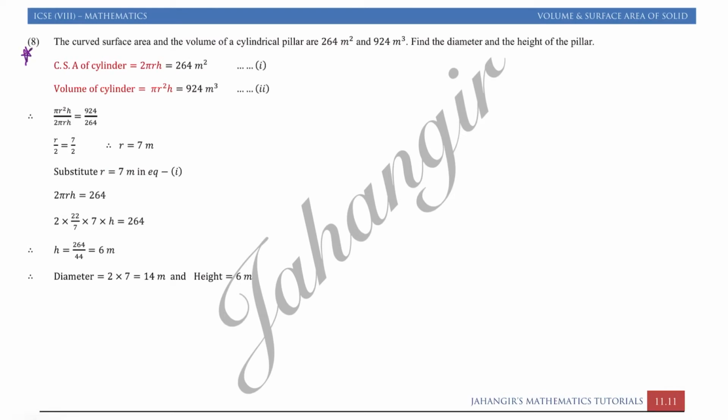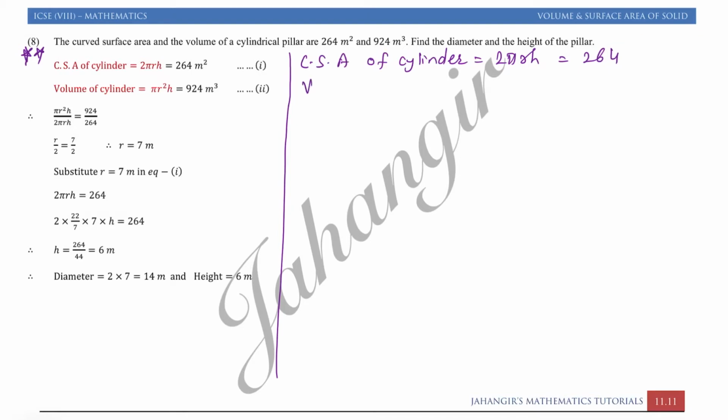This question is also an important question. Mark it as a very important question, in which CSA is given. CSA of cylinder is given, that is 2 pi r h, equal to 264, and volume of cylinder is given, that is pi r square h, equal to 924. We have to find the diameter as well as the height of the pillar. So what we will do, we will divide both. If you have this type of question, just memorize, you have to divide both.